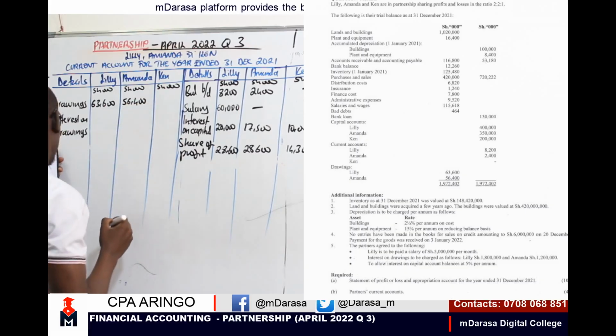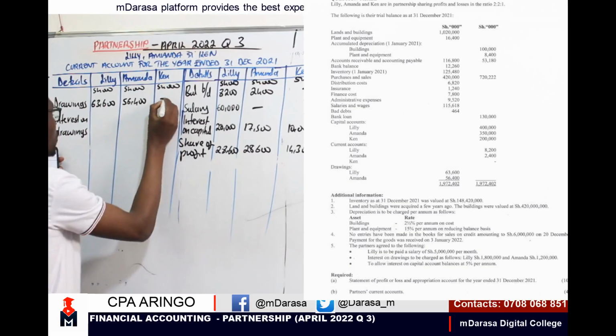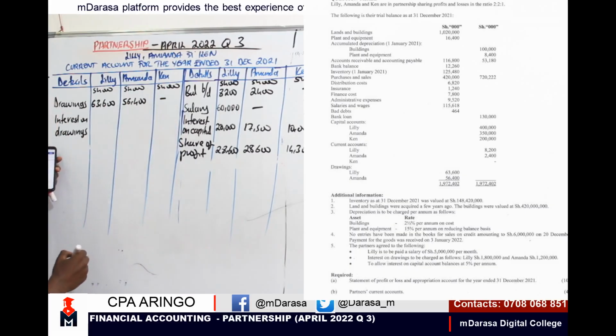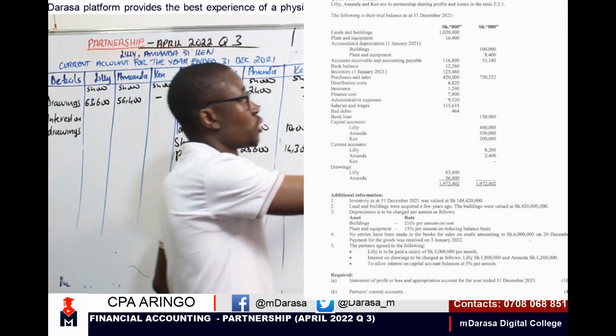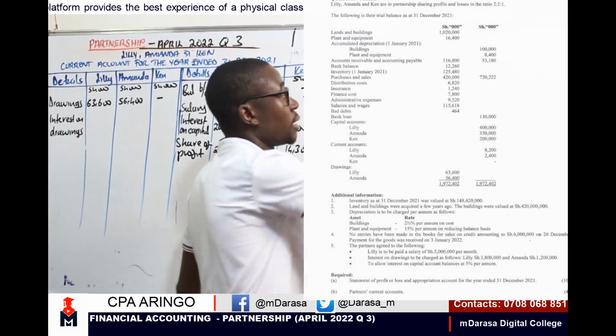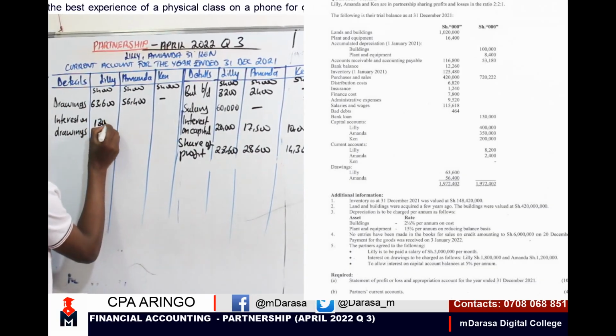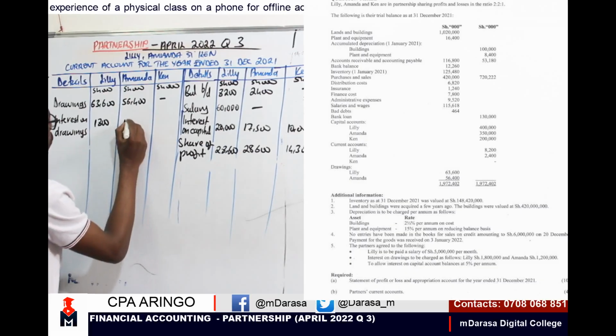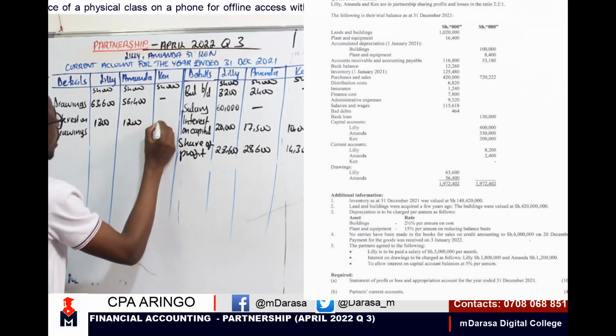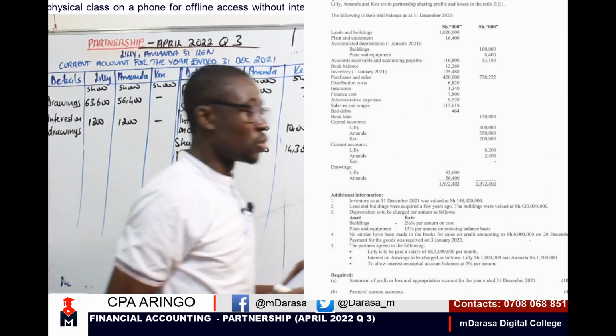Whereas for Ken, I'm having dash. We don't have anything for Ken. Interest on drawings, we had already computed our interest on drawings here. We had 1,800 for Lily and 1,200 for Amanda. Ken, we did not have any interest on drawings.